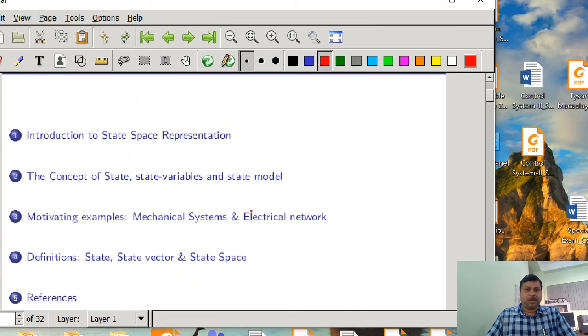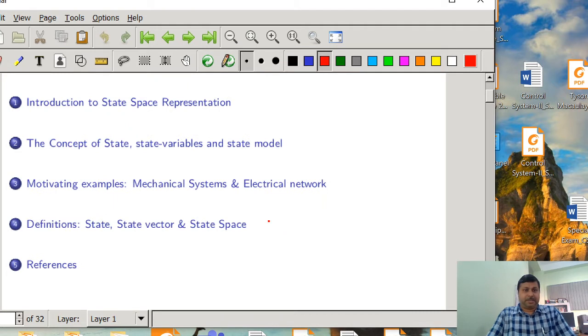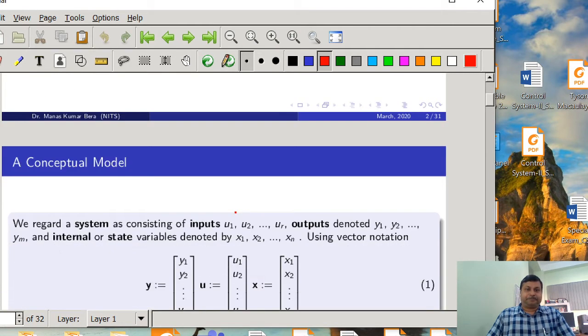These will be the outline: we will discuss the introduction, then the concept of state variable and state model. Then we will discuss some motivating examples, by which we will be able to understand state variable and state model. We will take the example of mechanical and electrical networks. Then formally we will define the state vector and state space, and I will show you several references from where I prepared these slides.